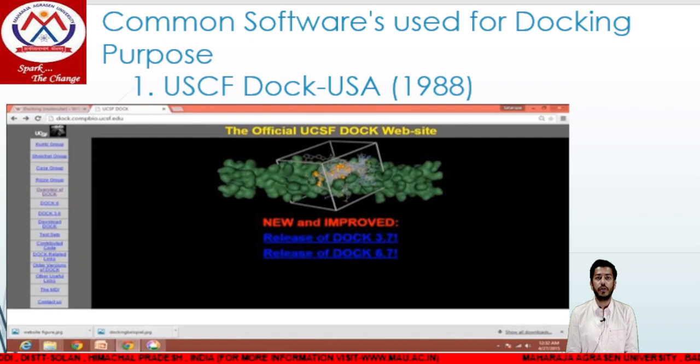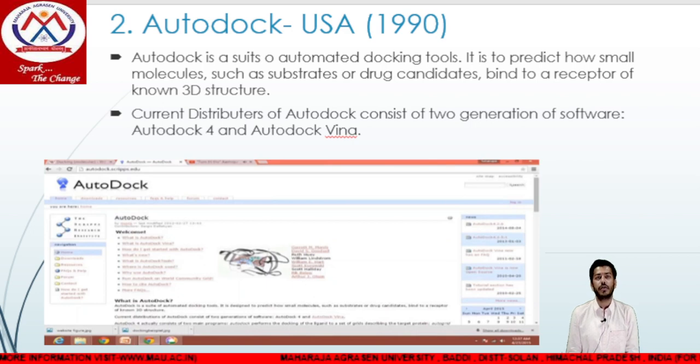Now, what are some commonly used docking software? As said earlier, here are examples of docking software. First, UCSF DOCK, prepared by the USA in 1988. Second is AutoDock, also prepared by the USA in 1990. AutoDock is a suite of automated docking tools. It predicts how small molecules such as substrates and drug candidates will bind with a receptor of known 3D structure. The current distribution of AutoDock consists of two generations of software, that is AutoDock 3 and AutoDock 4.